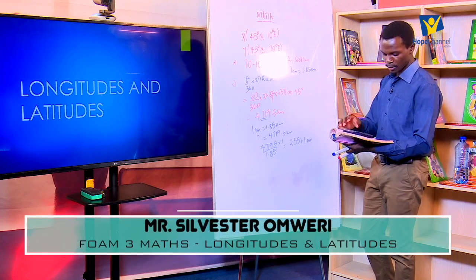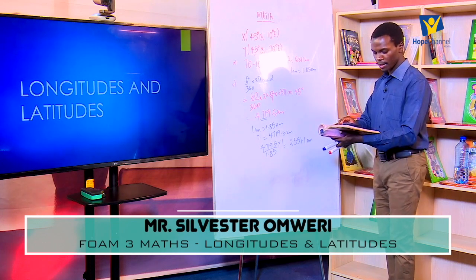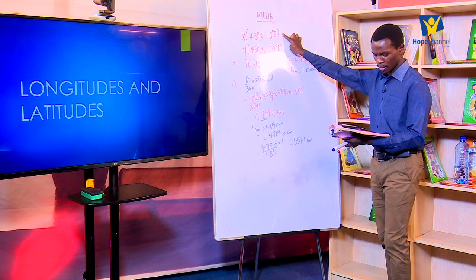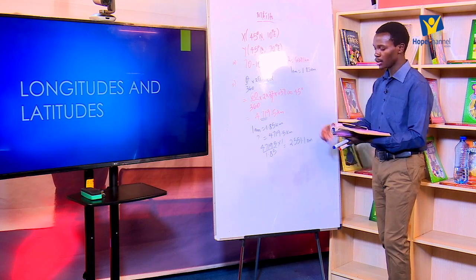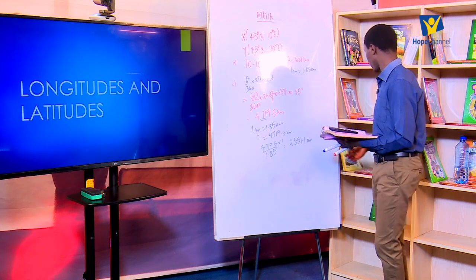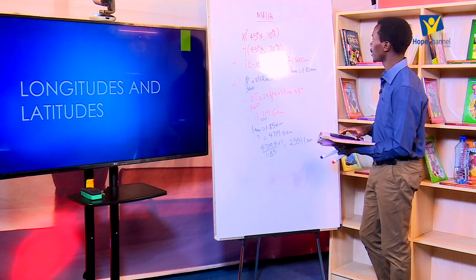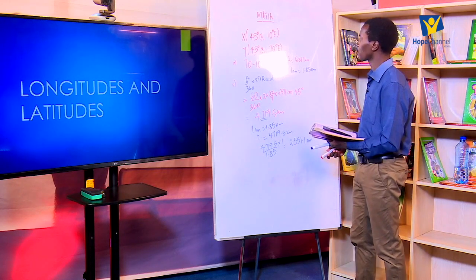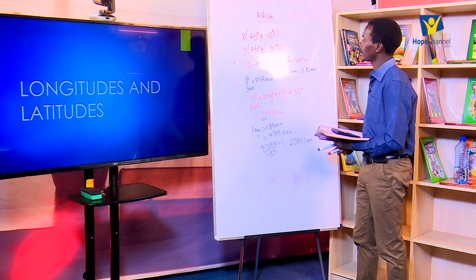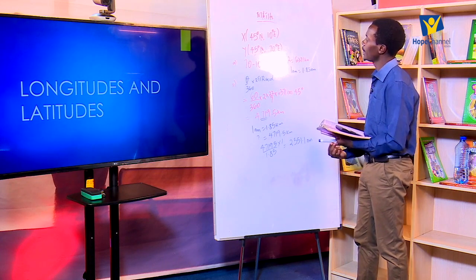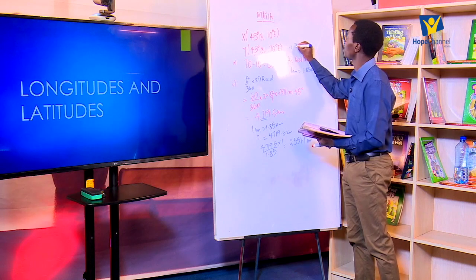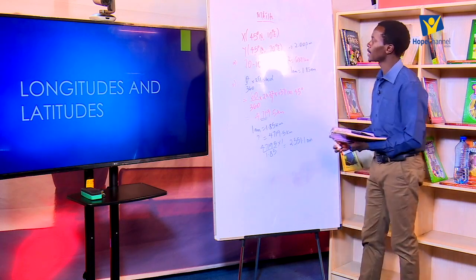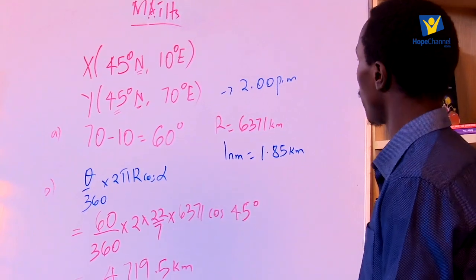Then after that, the question goes on to part C, which says that you find the local time at X when the local time at Y is 2 p.m. So we are told that the local time at Y is 2 p.m. So we have 2 p.m. right there. So you're supposed to find the time at X when the time at Y is 2 p.m.